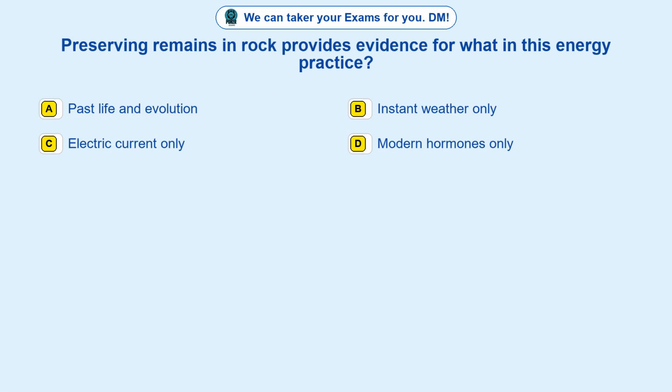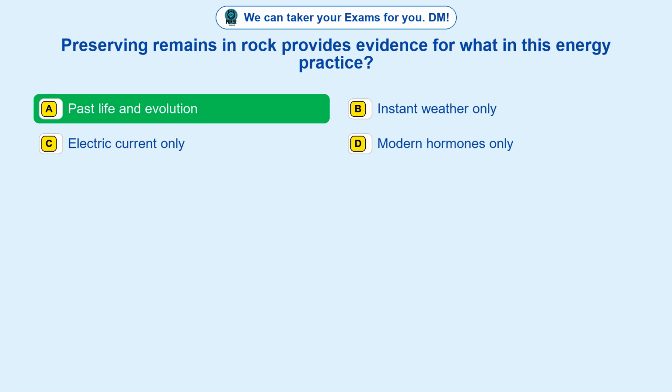Question 95. Preserving remains in rock provides evidence for what in this energy practice? Option A, past life and evolution. Option B, instant weather only. Option C, electric current only. Option D, modern hormones only. The correct answer is option A, past life and evolution.